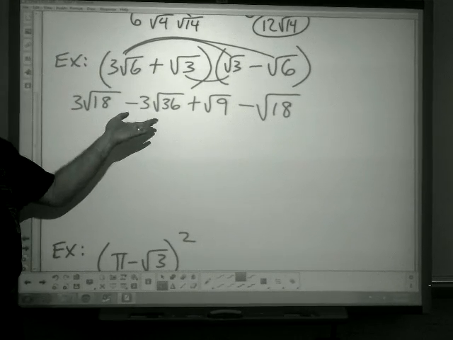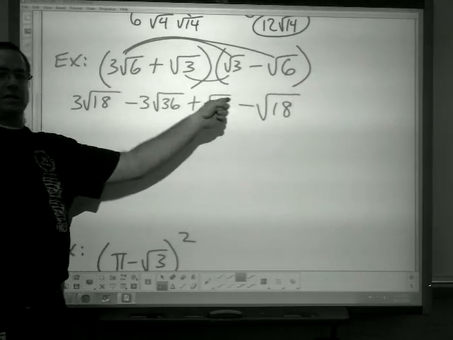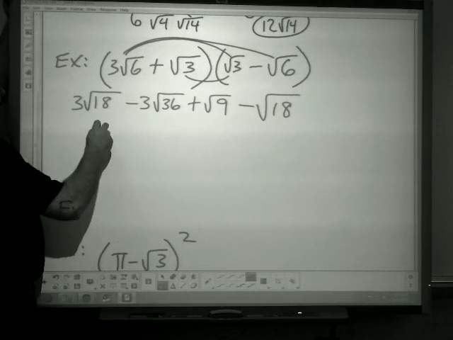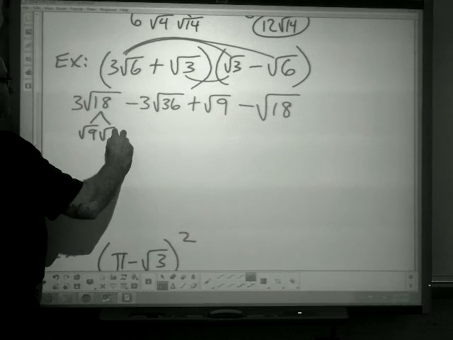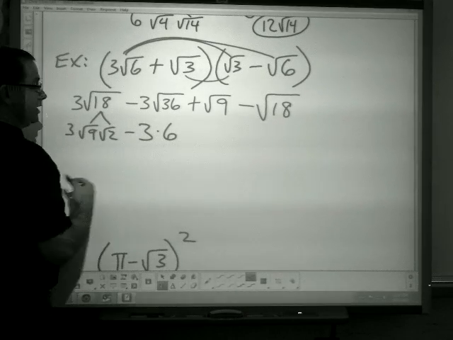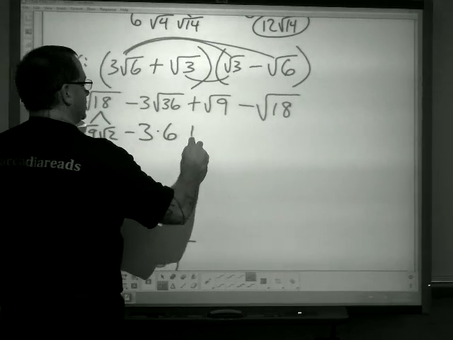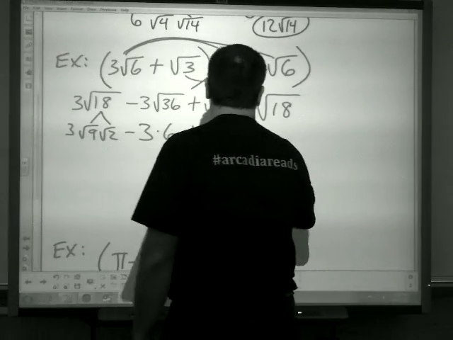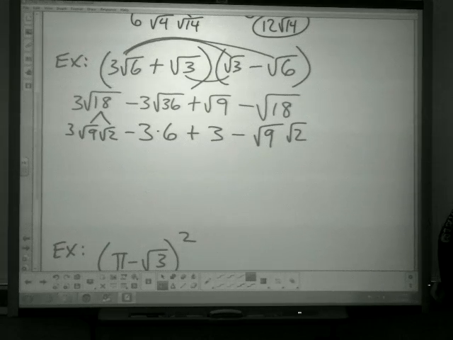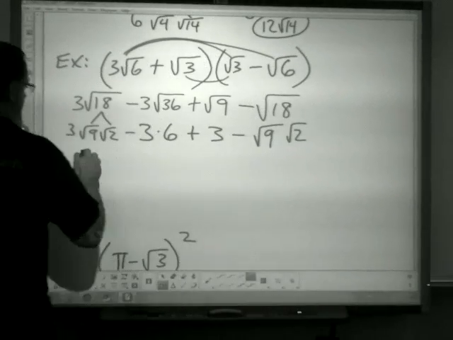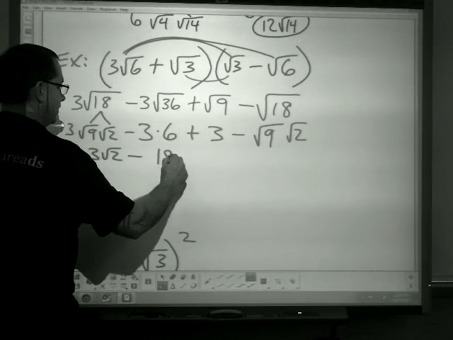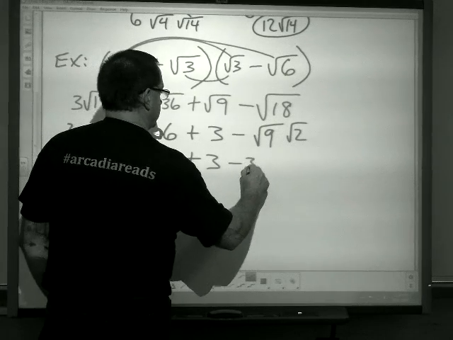Okay? So just like what we did today in class, you were given something like this, and now you have to clean it up. So let's break down what we can. This is going to be square root of 9, square root of 2, with a 3 out front. Square root of 36, that's just 6. So I don't break it down because it's just 6. Square root of 9 is 3. And 18 again is going to be square root of 9, square root of 2. So I have 3 times 3 radical 2 minus 18 plus 3 minus 3 radical 2.